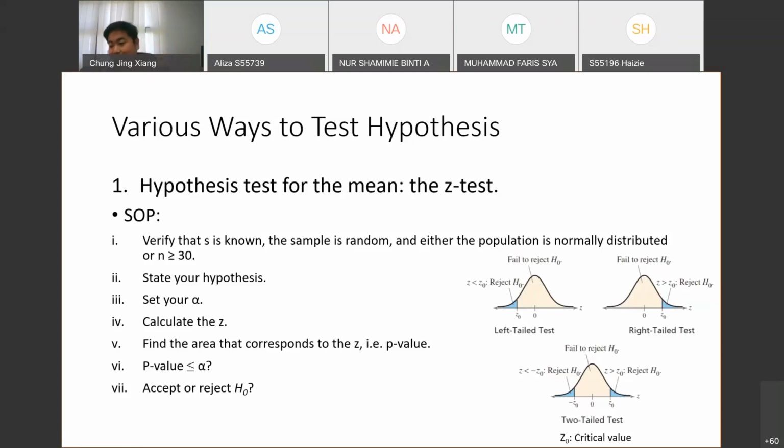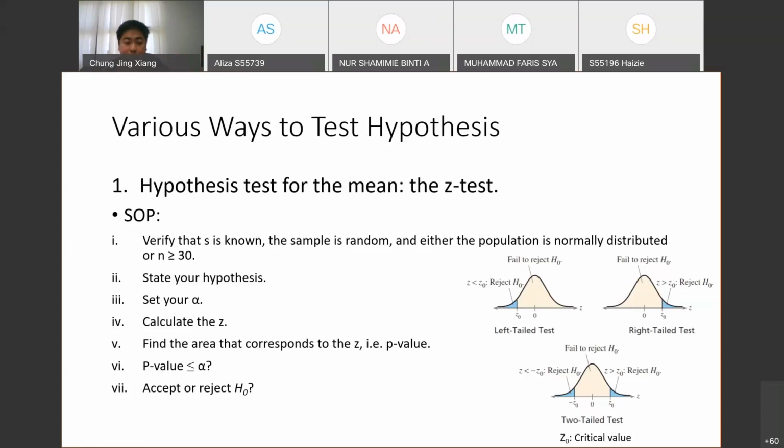So this is just the standard procedure. You have to know your data, state your hypothesis, decide the alpha, conduct your test, and identify the P value. Then decide if the P value is smaller than or equal to your alpha, or larger, and then you decide whether to accept or reject H0. So this is the flow of hypothesis tests.